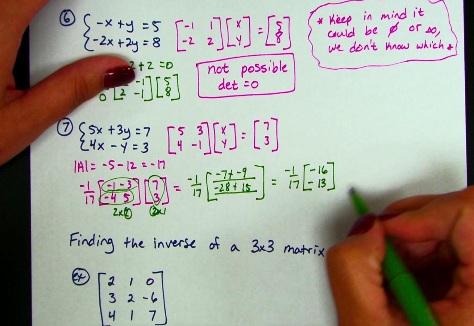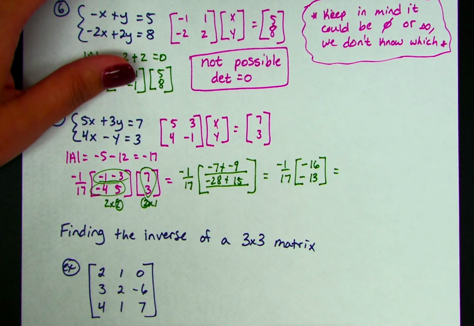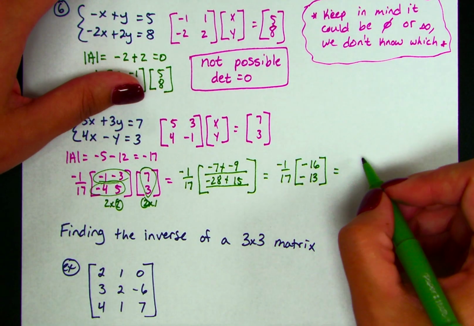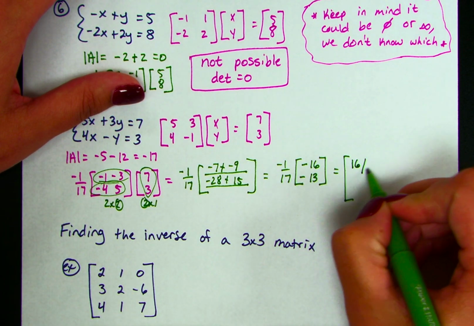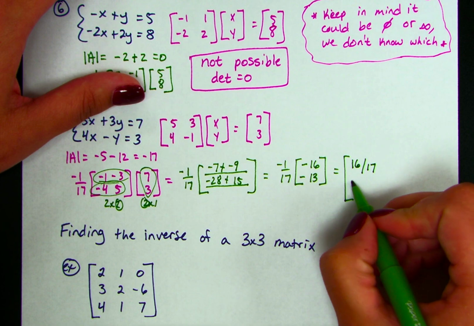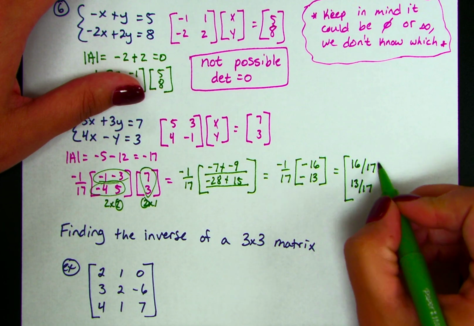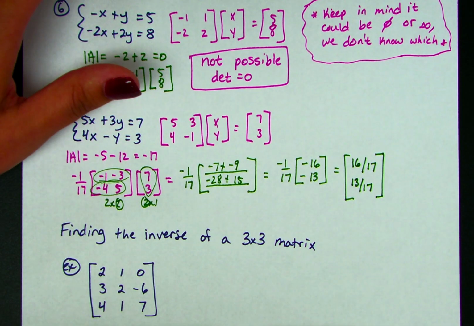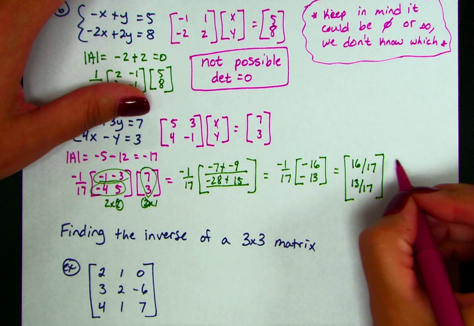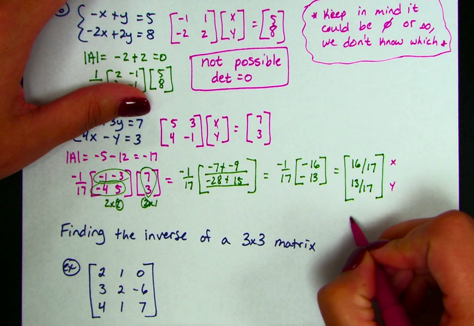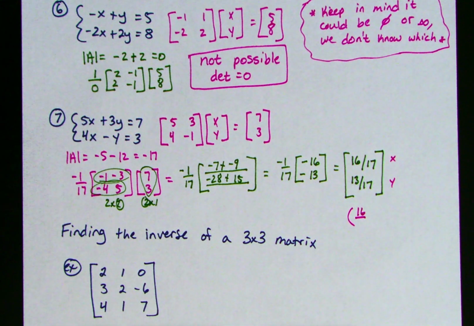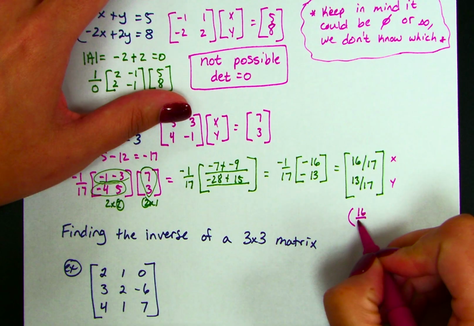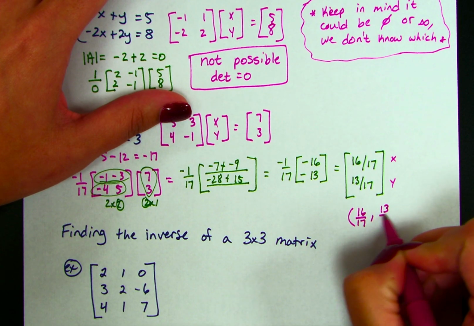And then now I'm just distributing in that scalar. I'm going to have fractions, so I'm going to need to leave them as fractions. So this will become a +16/17, and then a +13/17. And now I am just writing that as the point, so my x and my y. So the point of intersection is (16/17, 13/17).